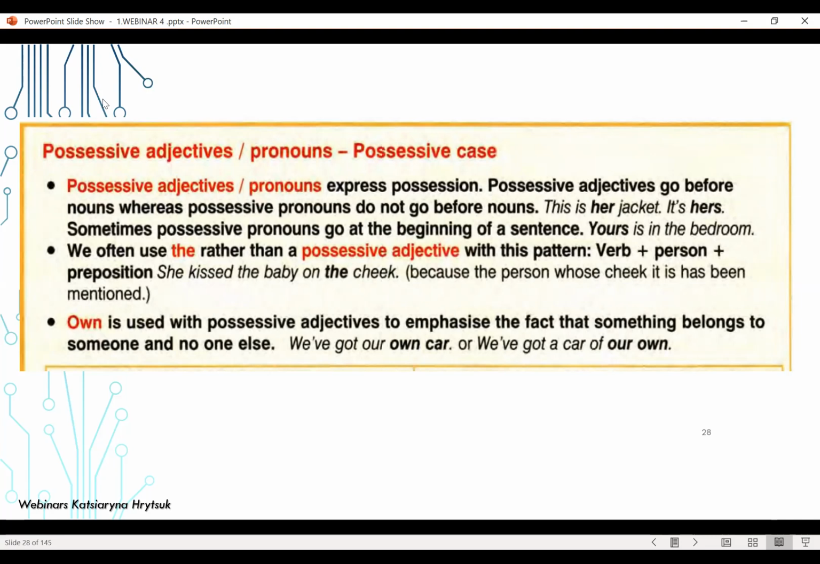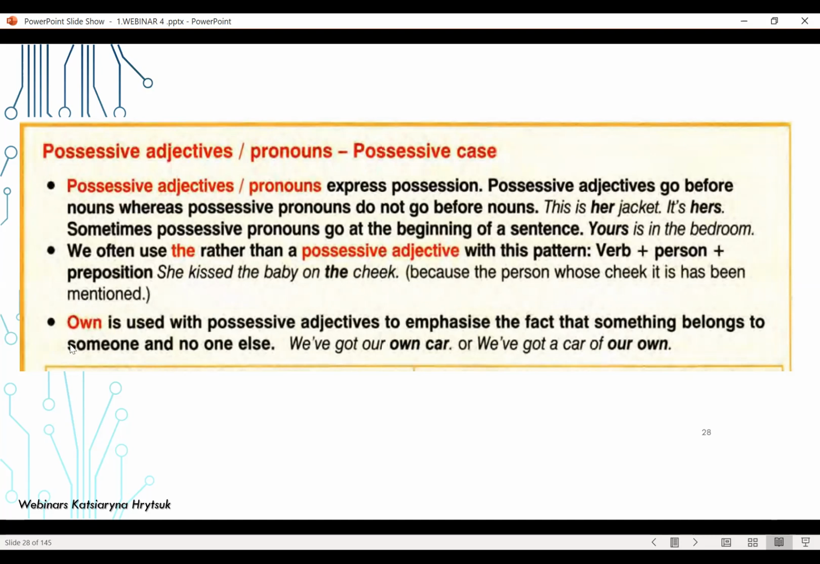We often use the rather than a possessive adjective with this pattern. It's very common. Verb plus person plus preposition. She kissed the baby on the cheek. So we don't say baby's cheek. We say she kissed the baby on the cheek, because the person whose cheek it is has been mentioned. So that's why we can use the pattern with the, on the cheek.